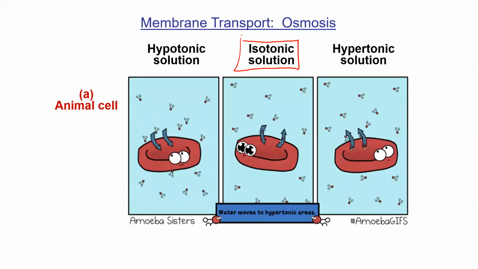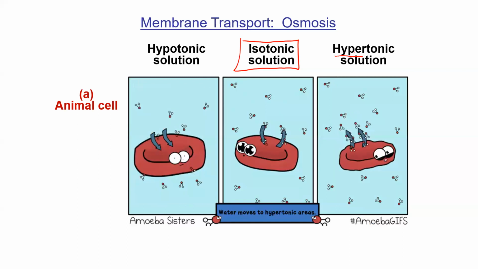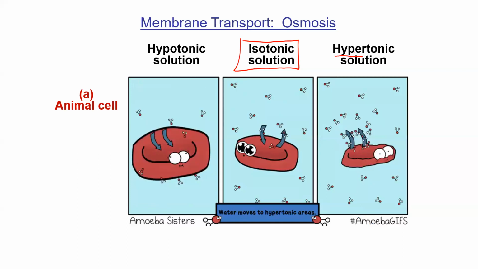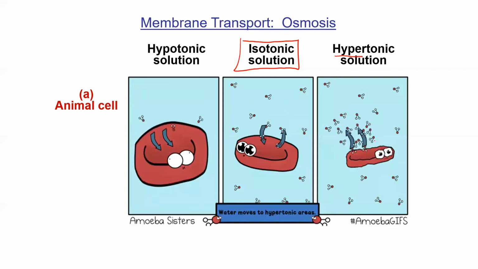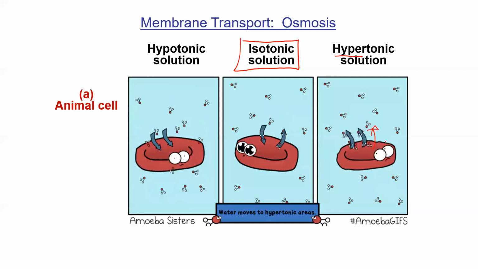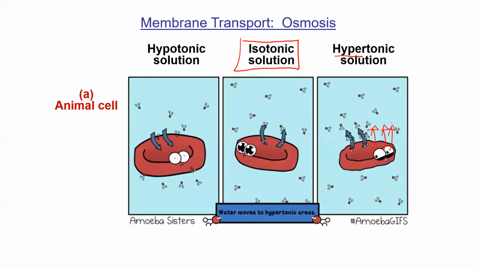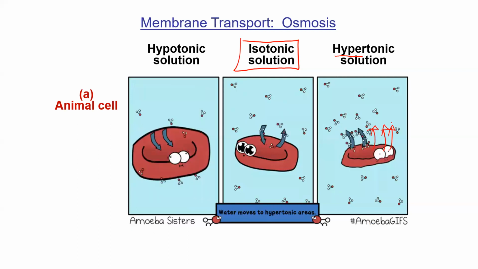So if you take a look on the right, hypertonic. So hyper, if somebody is hyperactive, they have too much energy. So hypertonic means there's too much salt in the solution. So you can see what's happening is that all of the water is basically following the direction of the salt, and the cell shrivels up and dies. So bad for the cell.